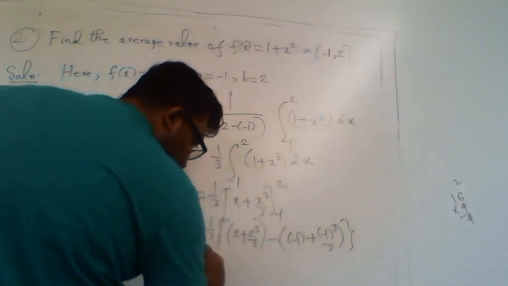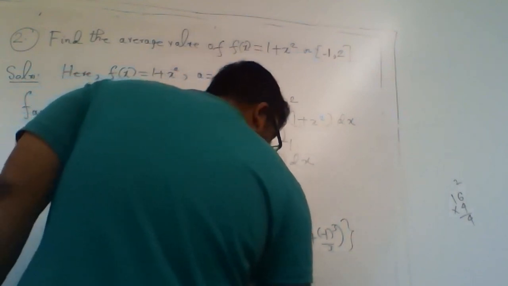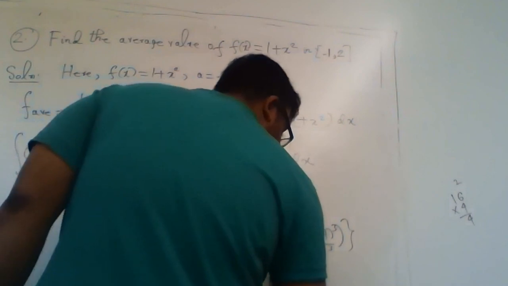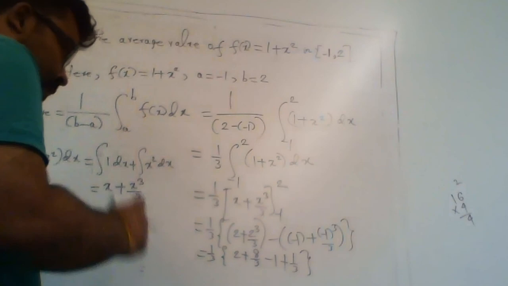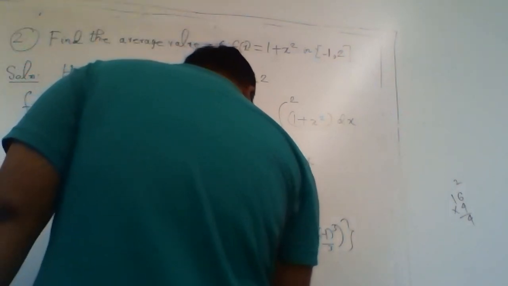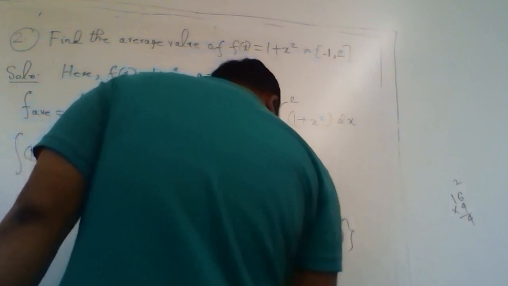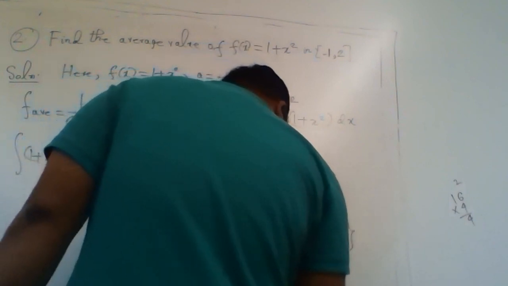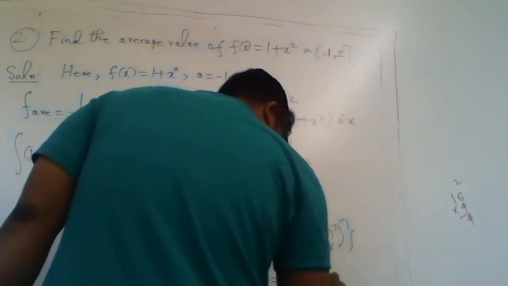So this is 1/3 times [2 plus 8 by 3 minus (minus 1 minus 1 by 3), which becomes plus 1 plus 1 by 3]. Simplify this. So you get 1/3 times [3 plus 6 by 3]... so you get 1/3 times 7, so you get 7/3 as your answer.